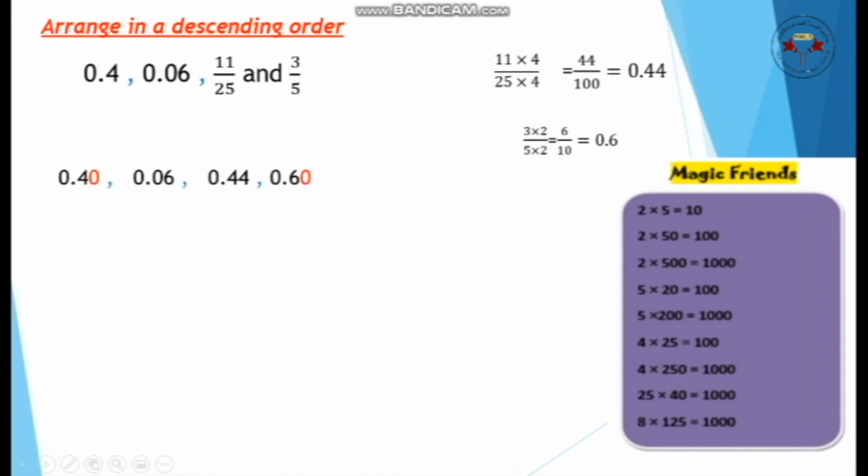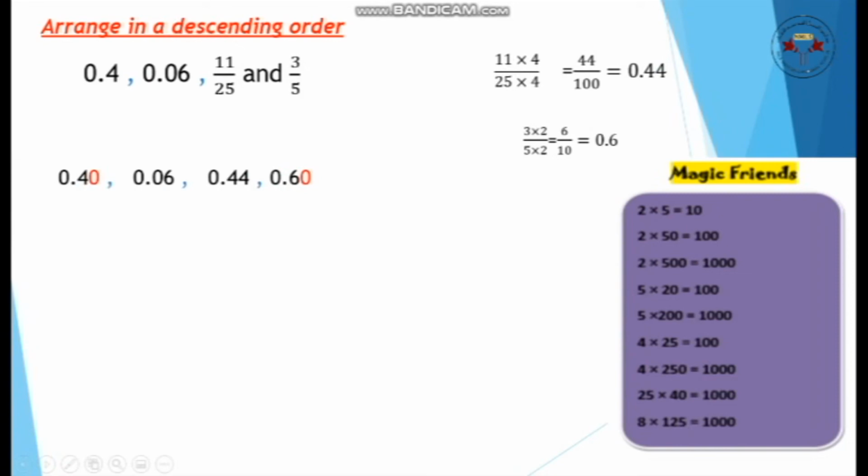So I will just write them, but here I have to see the decimal places. Only one decimal place, 2 decimal places, 2 decimal places, and 1 decimal place. You've got to know that in an ordering the decimal places after the decimal point have to be equal. So here I will add 1 zero to be 2 decimal places, and here I will add 1 zero to be 2 decimal places. So here I have added the 2 zeros.